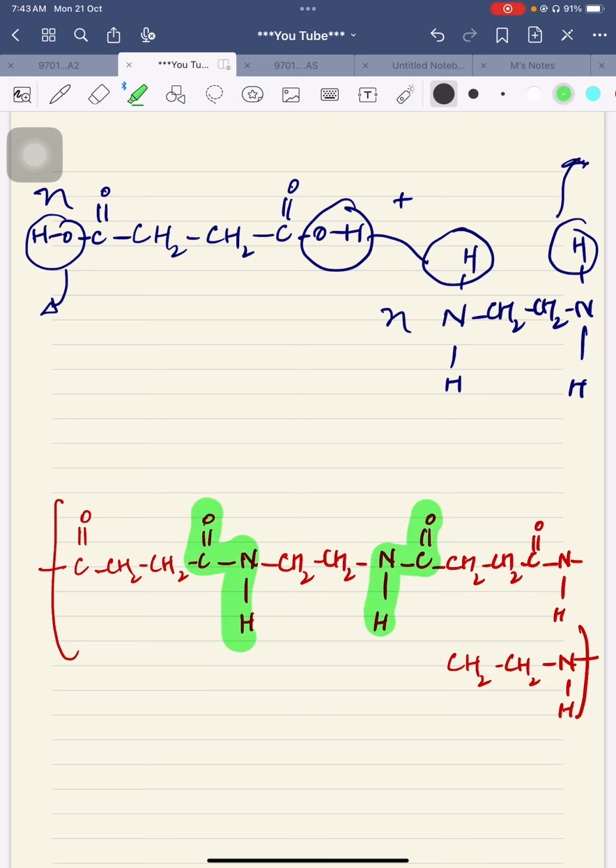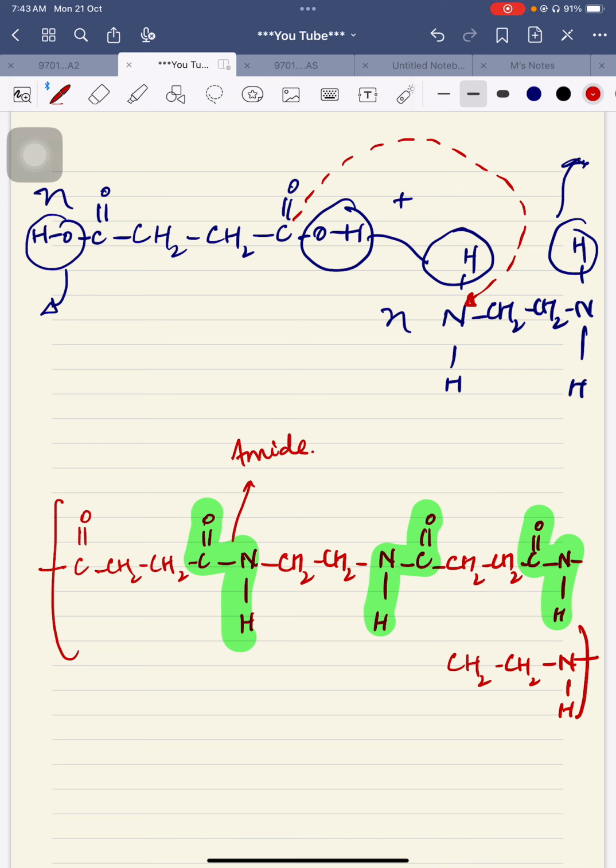This is a new bond, where it is formed basically. You can see that this carbon is now going to attach with this nitrogen. In this way they make a bond, and this new bond is called an amide linkage. That's why nylon is called a polyamide, because many amides are being formed. So this is called an amide linkage.